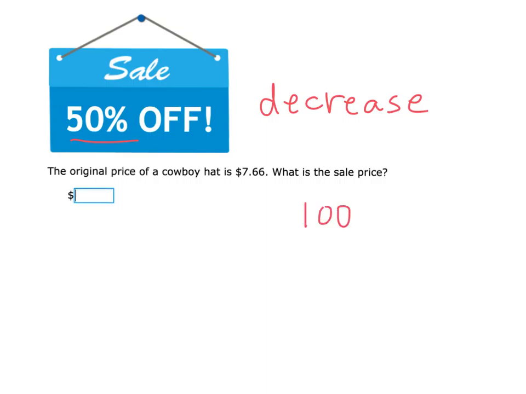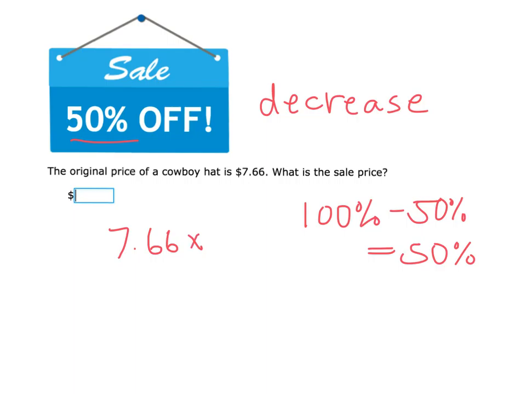Well, that's not too hard. 100% take away 50% means that the total cost is only going to be 50%. 100 minus 50 is 50. So the cost of the hat, $766, times the new cost will be 50% of the old cost, which means I multiply by the decimal version of 50%, which is just times 0.5.